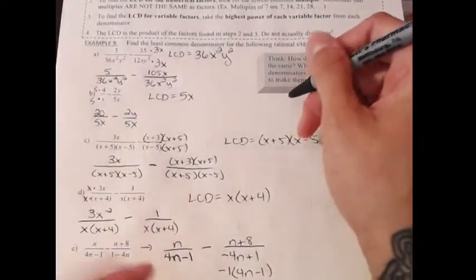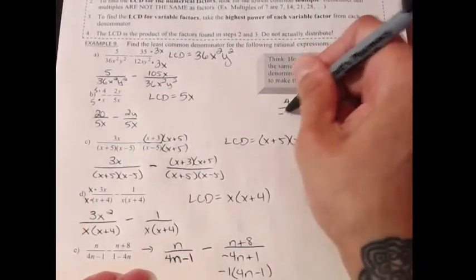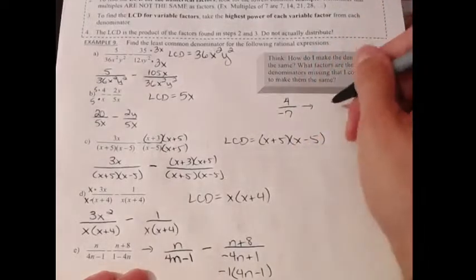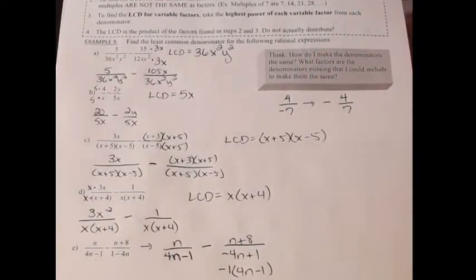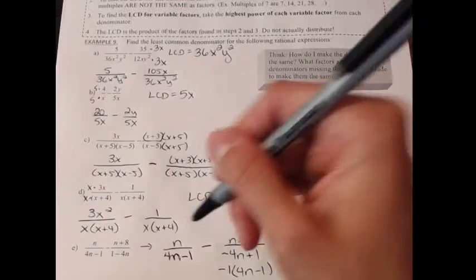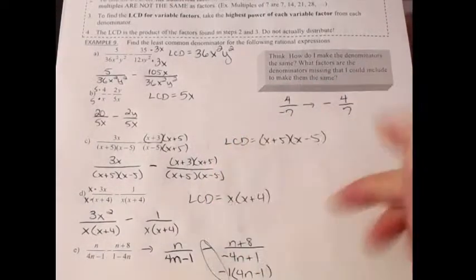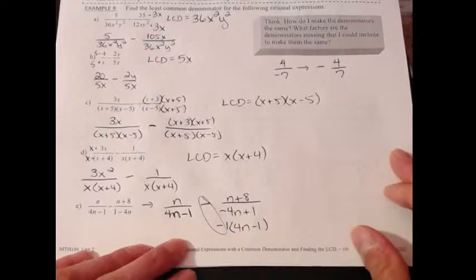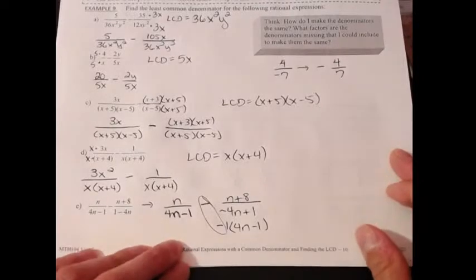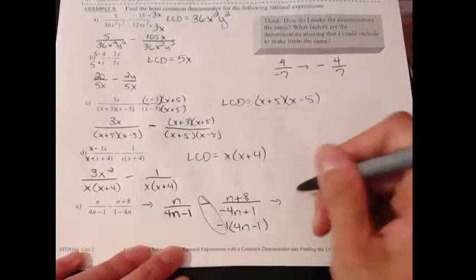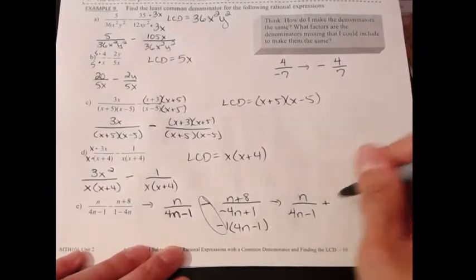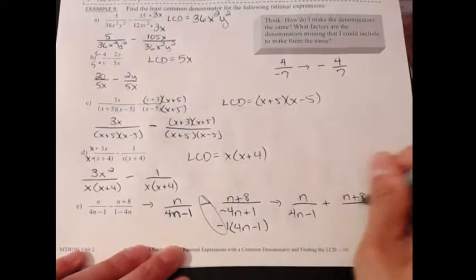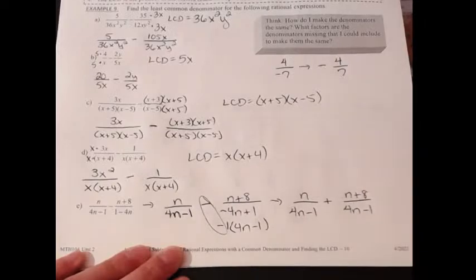Recall that when we have a negative fraction, so for instance, if I had 4 over negative 7, that is the same as writing negative 4 over 7. We can bring that negative to the front. So having said that, we recognize that a negative divided by a negative becomes a positive. So my expression becomes n over 4n minus 1 plus n plus 8 over 4n minus 1.